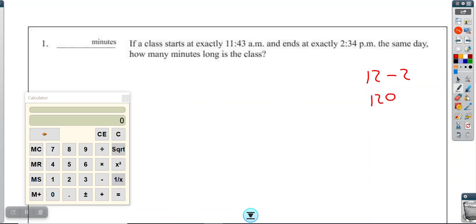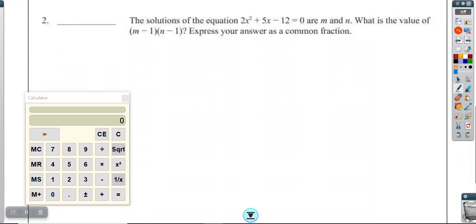So we need to add some extra minutes here. How far away from the extra third hour are we? That'd be 9, right? So we're 51 minutes away from getting a full hour, so that's 171 minutes. Alright, great. So number 2.